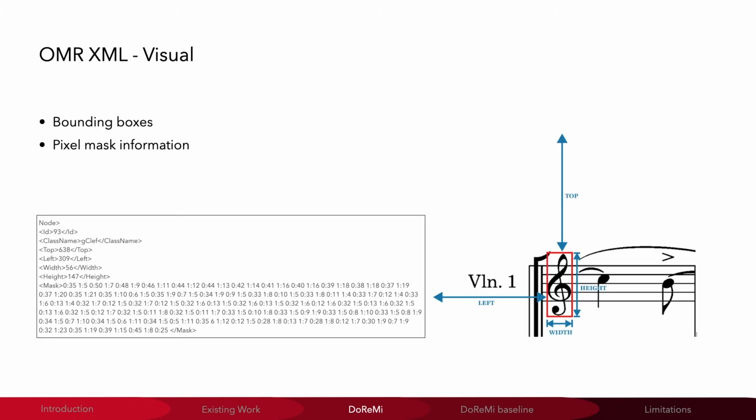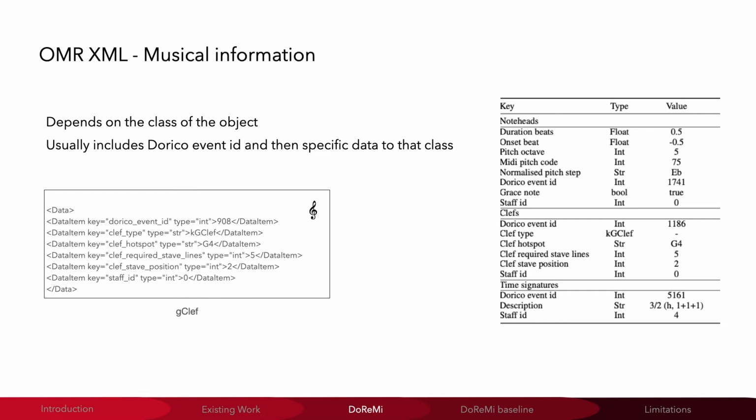The visual information in the OMR XML includes the bounding boxes and pixel mask information that shows which pixel in that bounding box belongs to the given object, as seen in the code box below. This allowed us to perform object detection and instance segmentation and create a baseline for DoReMi. While the visual information does assist in detection and classification, it does not go beyond that, which is why we retrieve some higher level music information presented in the primitive respective node.